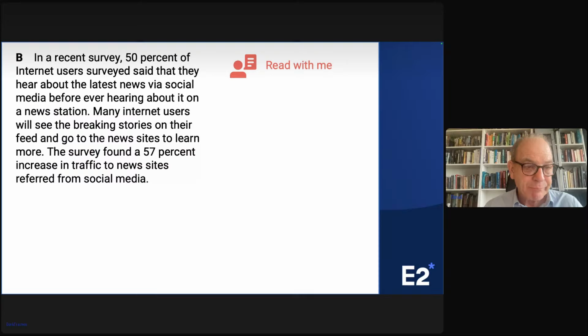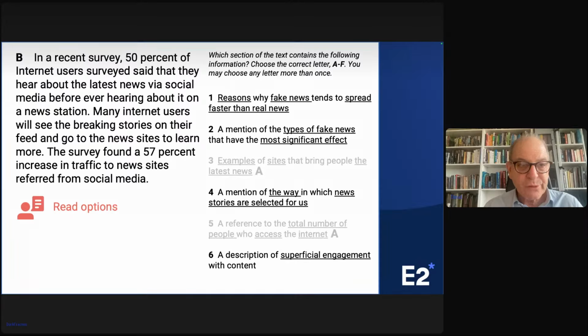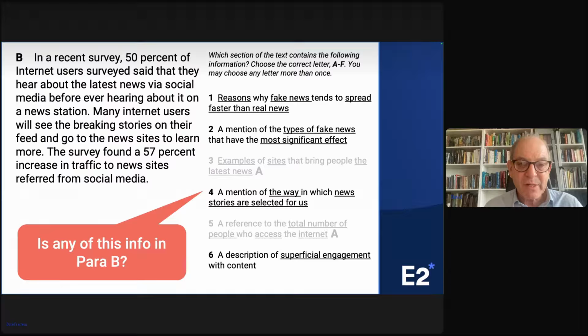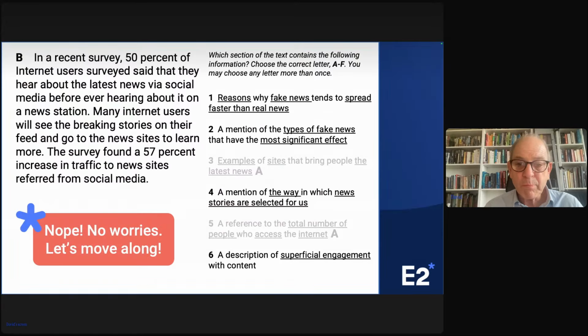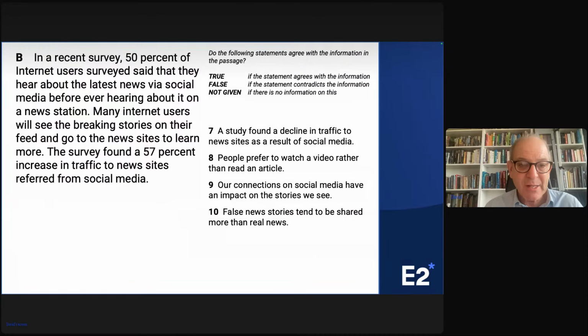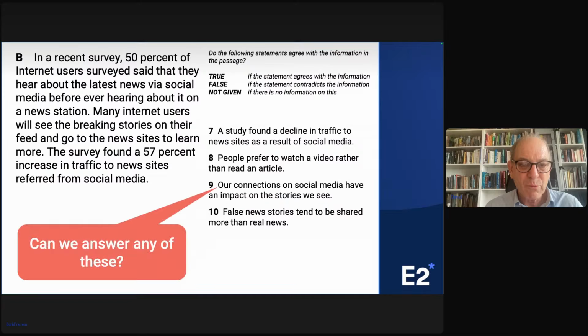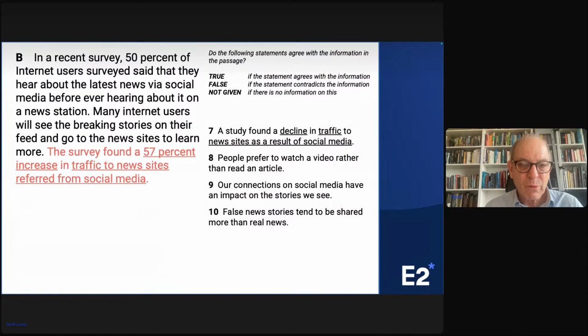Paragraph B. Keywords. Is any part of this information in paragraph B? Nope. So we leave paragraph B out for the matching task. Is any information in true, false, not given in paragraph B? Yep. And it contradicts the information. So a study found a decline, but actually the study found an increase. So we've matched the information and identified it as false.